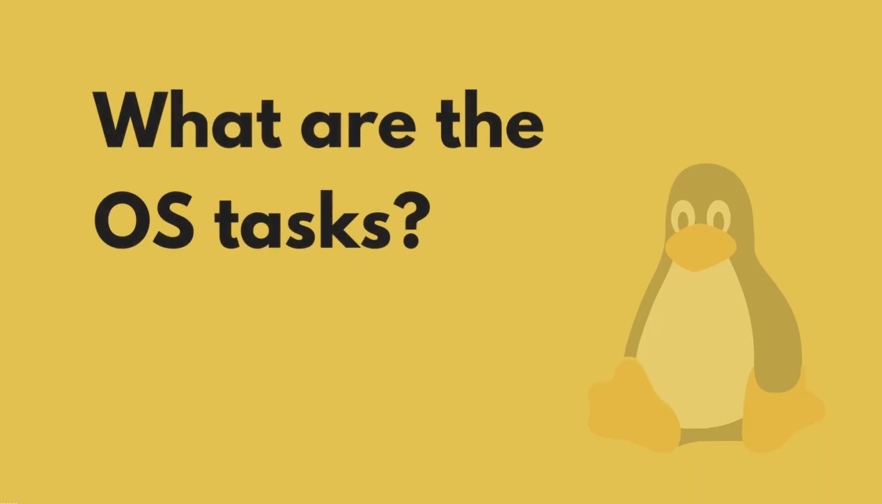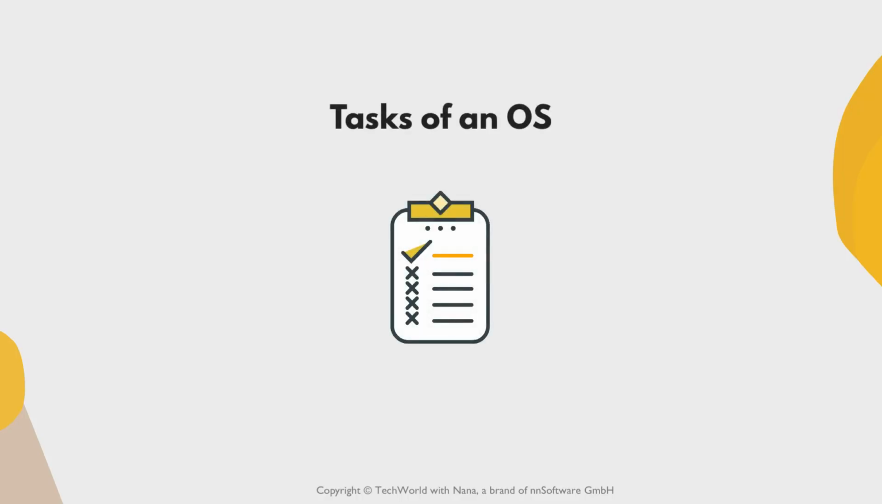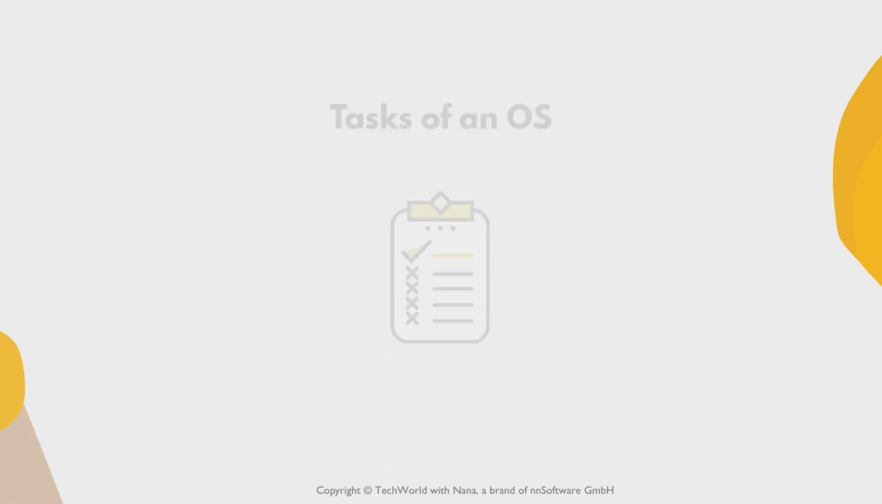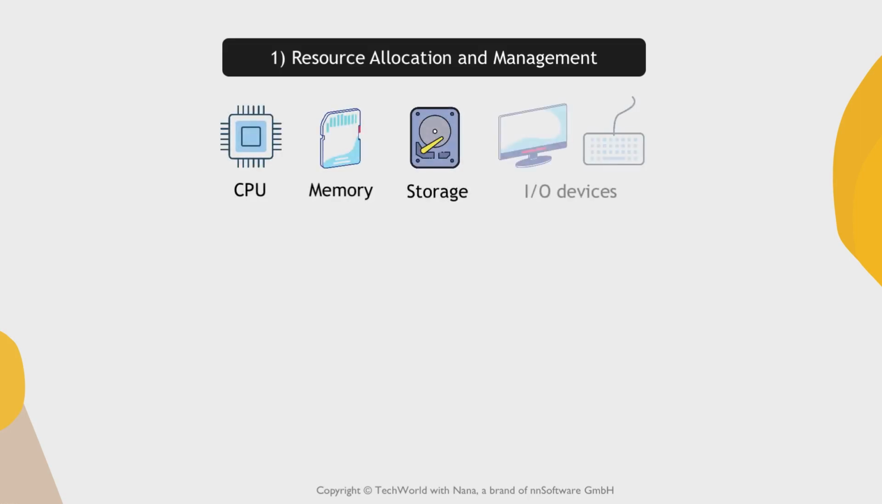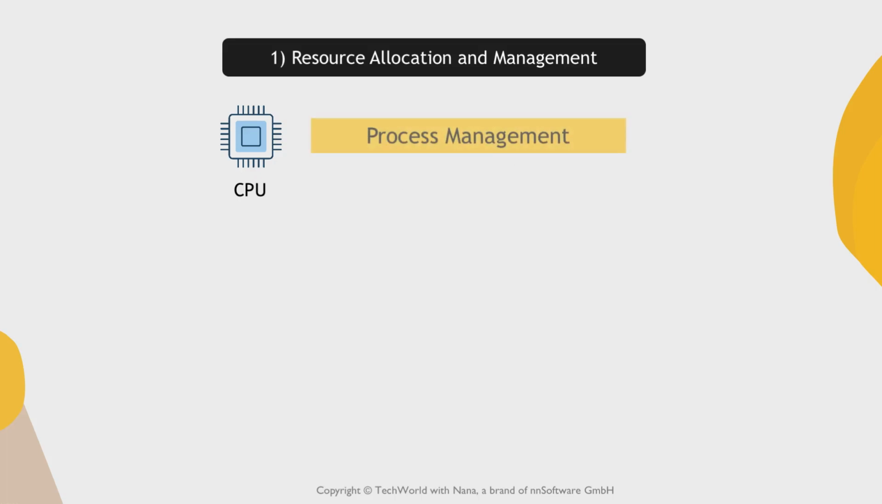Now let's see a bit closer what the tasks of an operating system are. And these can be grouped into several categories. First of all, the operating system is responsible for allocating and managing the hardware resources like CPU, memory, storage, and input-output devices. So the first one is process management. That's managing the CPU resources.